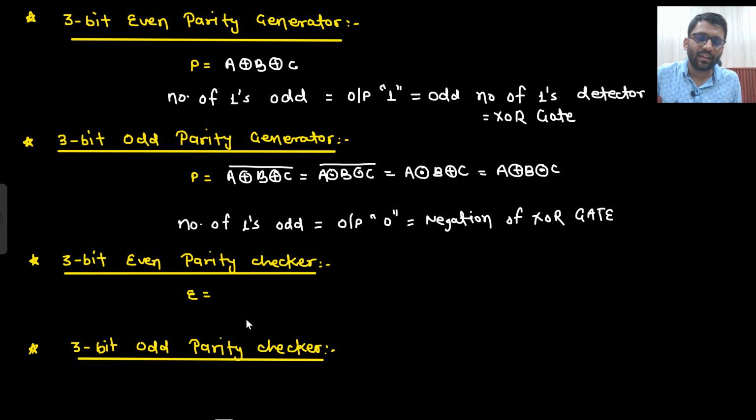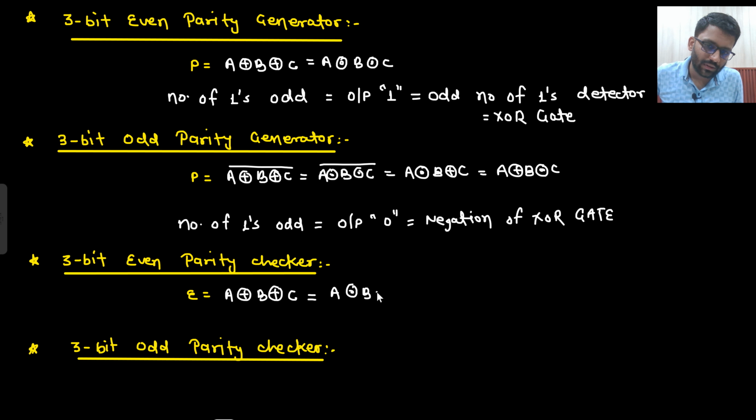So this is again an XOR gate, which is equal to this, and we can write this equal to this as well. And what about this 3-bit odd parity checker? You can do it on your own. It will be just the negation of the previous one.